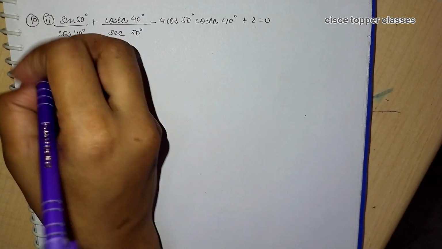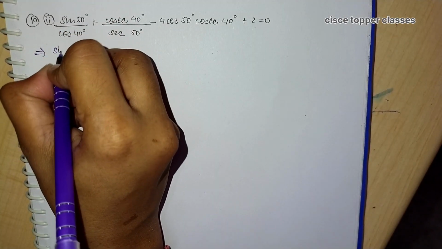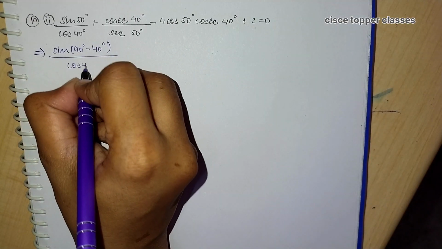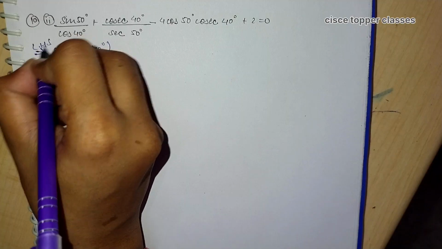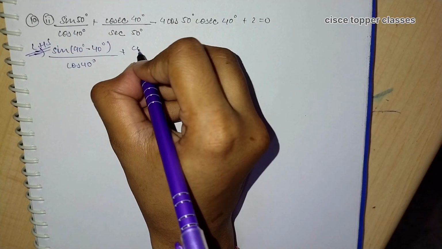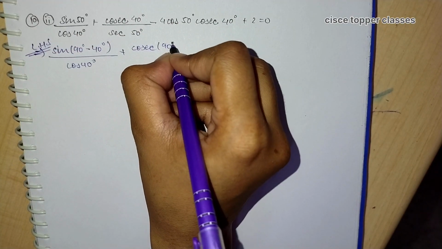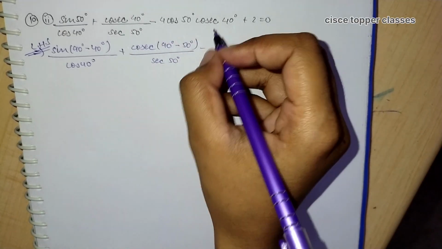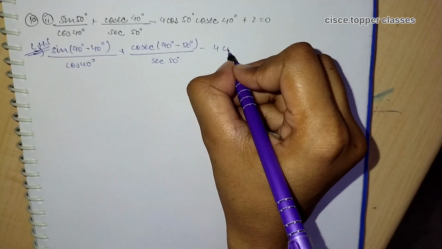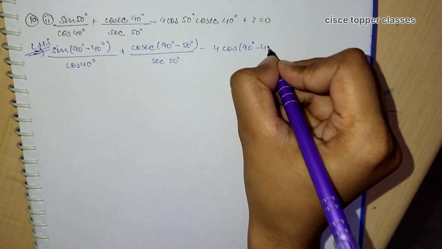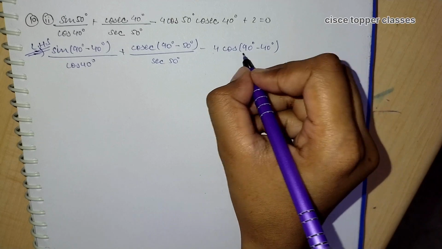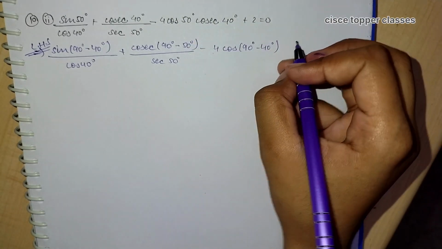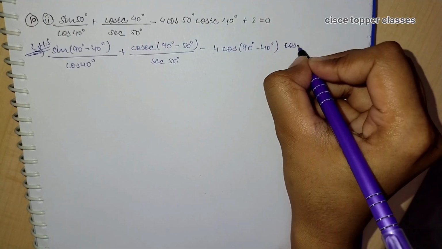Solve your question number 10 second part. So here we can write sin 50 degree as sin (90 minus 40) degree divided by cos 40 degree. This is the LHS part which we are going to prove, plus cosec 40 degree, which we can write as cosec (90 minus 50) divided by sec 50, minus 4 cos 50. So cos 50 we can write as cos (90 minus 40) again.